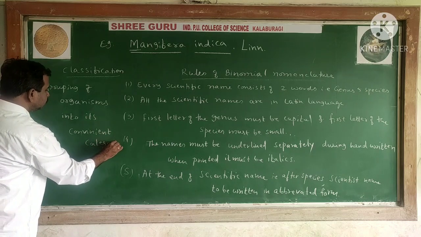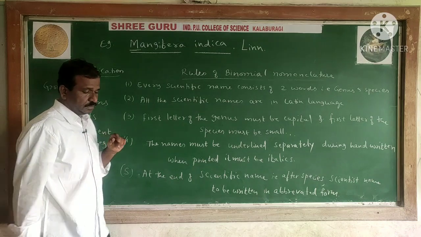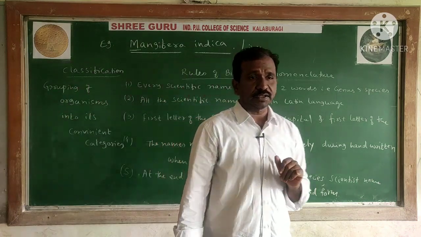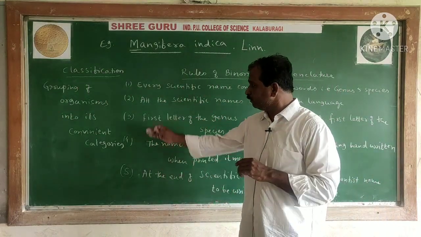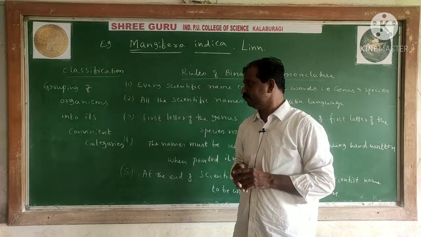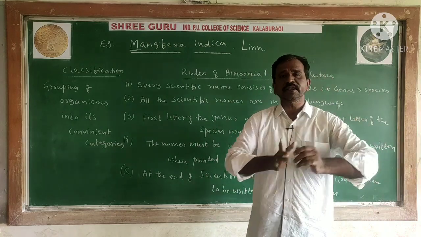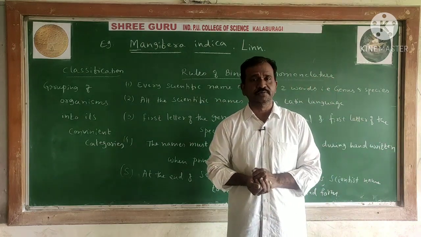Grouping of organisms into convenient categories is called classification. Grouping of organisms is done based on certain easily observable characters. That is classification. Why do we do classification? So that we can study easily.